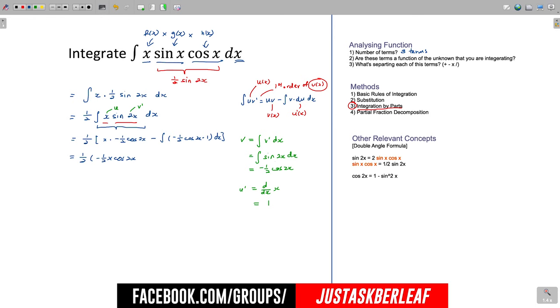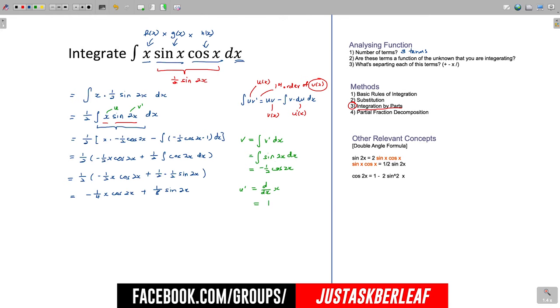So I'll have a negative half x cosine 2x, followed by, I will remove this negative half from this function and place it on the outside. And that would give us a positive half integration of cosine 2x with respect to x. Narrowing this up, what we will get is again, negative half x cosine 2x followed by an integration of cosine 2x, which would give us a half sine 2x. And let's fully expand this. We would have negative 1/4 x cosine 2x plus 1 over 8 sine 2x.